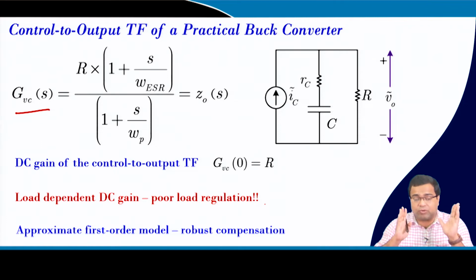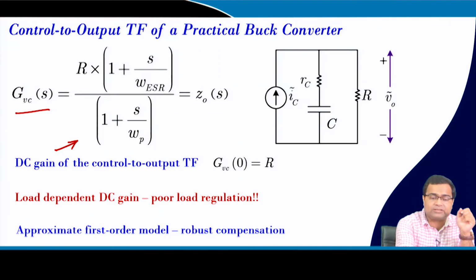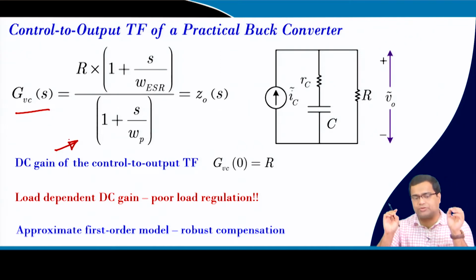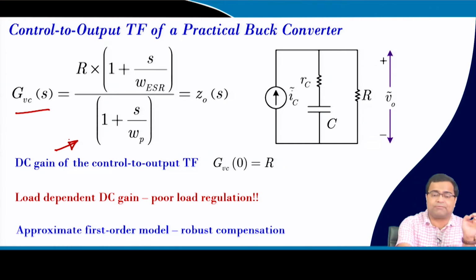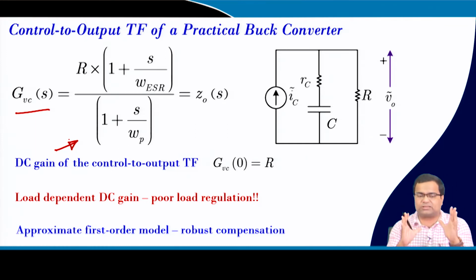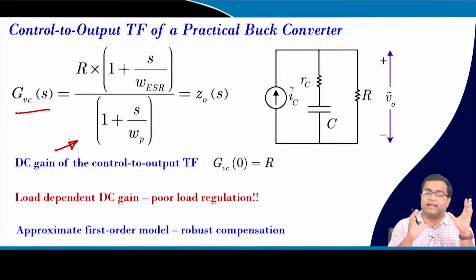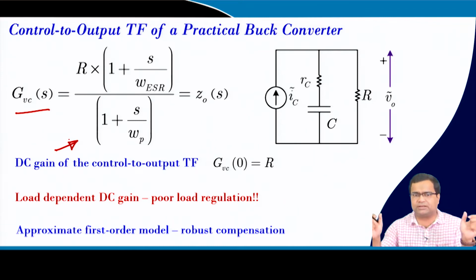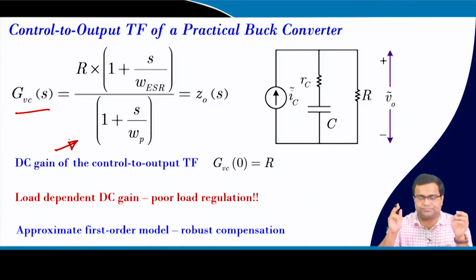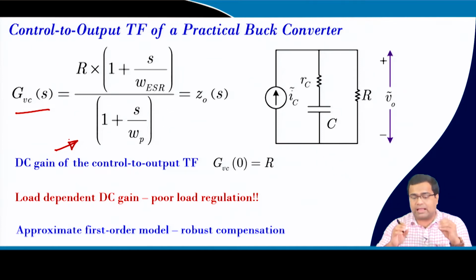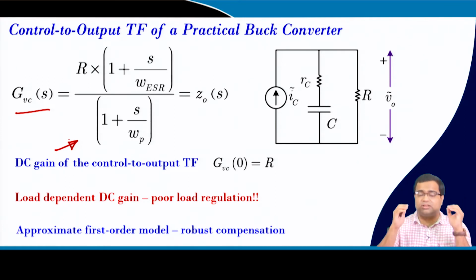Now, one of the major advantages in current mode control is that the double pole in voltage mode control, or direct duty ratio control, is transformed into a first order pole. But this is an approximate transfer function, because here we have ignored the dynamics of the inductor, assuming the inductor dynamics to be much faster. So, the pole is just due to the RC network. This is a first order pole, and this gives us very robust compensation, because earlier we faced difficulty when we had a double pole.